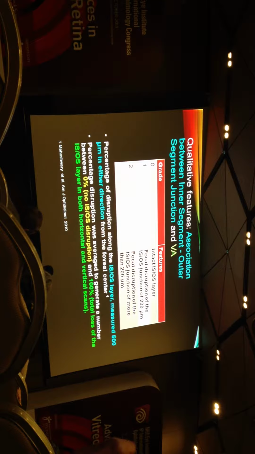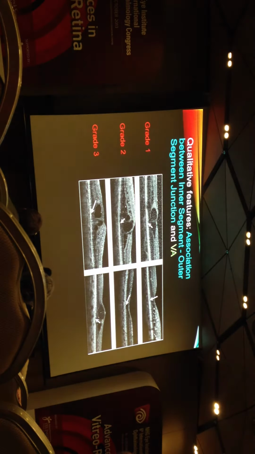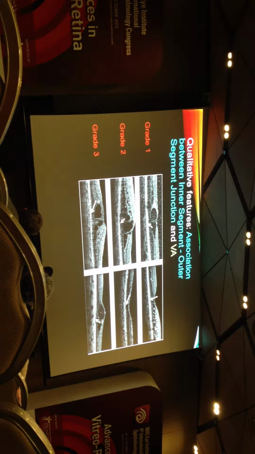They've also looked at the percentage of disruption, so from 0 to 100, and these are just examples of the different grades. As you can see from this, grade 1 has a fairly intact IS-OS line here, whereas in grade 2 there's a disruption, and in grade 3 there's an even larger break in the line. Obviously, I think Dr. Sada mentioned, he gave very good examples of artifacts earlier, which you need to consider before you can actually make that diagnosis. If there's a very dense opacity causing shadowing, then you can't really tell whether there's a loss of the IS-OS or whether it's just not visible.